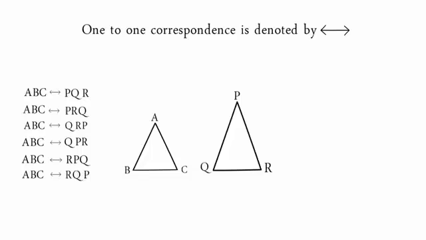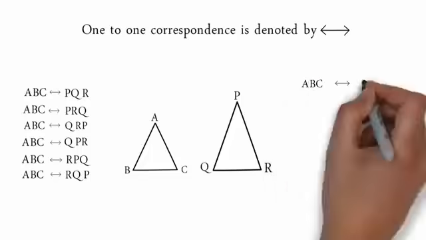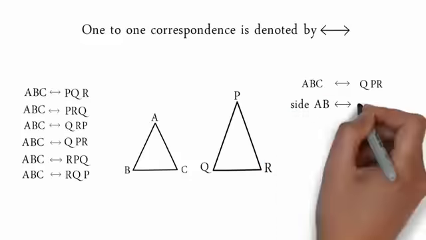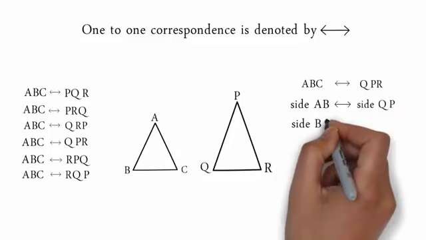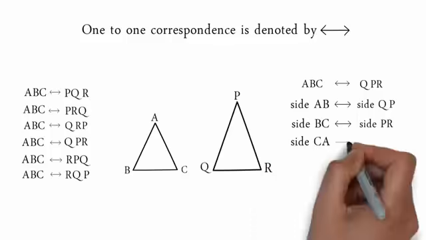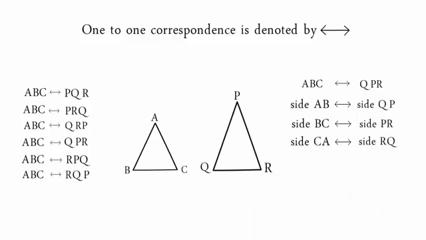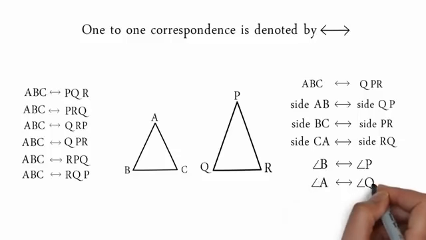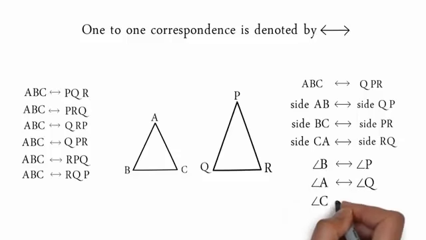Let us consider one case: ABC corresponds to QPR. For the given one-to-one correspondence ABC to QPR, the corresponding sides and angles are as follows: side AB corresponds to QP, side BC corresponds to PR, side CA corresponds to RQ, angle B corresponds to angle P, angle A corresponds to angle Q, and angle C corresponds to angle R.